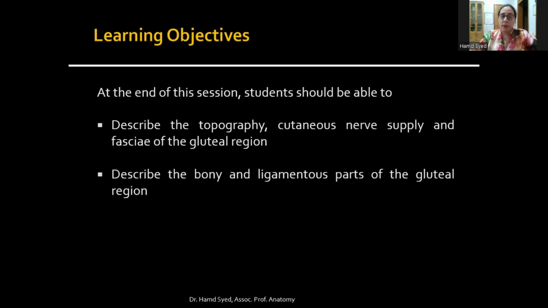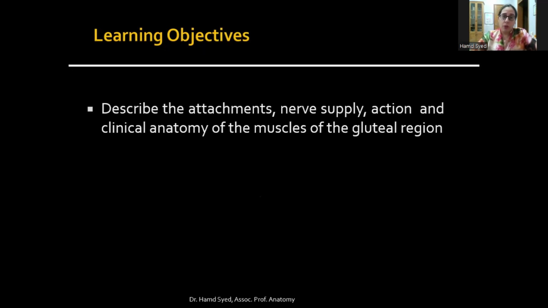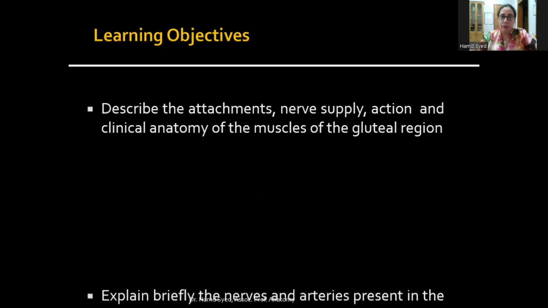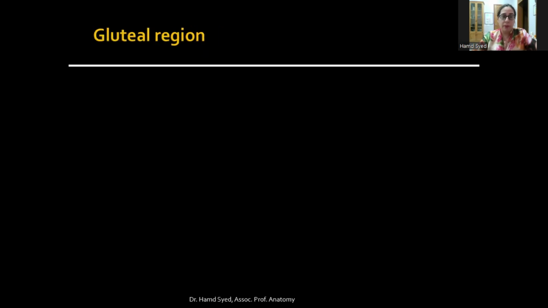Also, I shall discuss the bony and ligamentous parts of the gluteal region and the formation of the very important foramina, that is the greater and lesser sciatic foramina. I'll also be enumerating the structures which pass through these foramina. And I shall discuss the attachments, nerve supply, action, and clinical anatomy of the muscles of the gluteal region, as well as the nerves and arteries present in this region and their passage through the sciatic foramina.